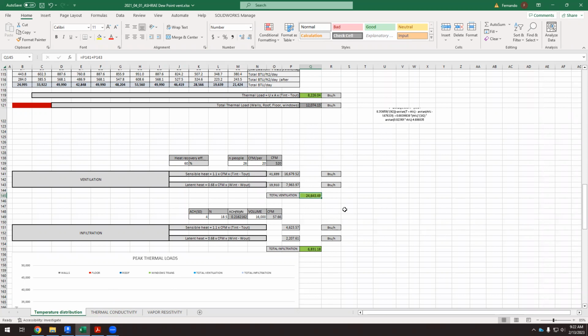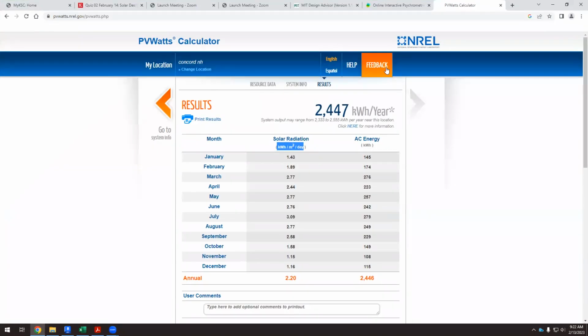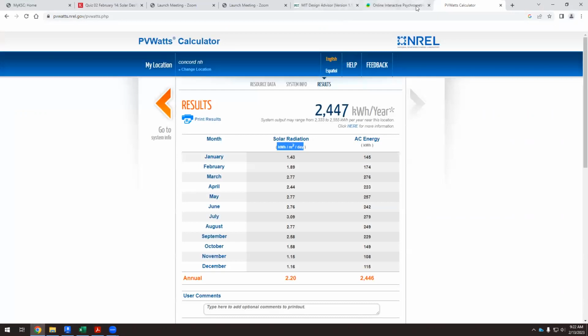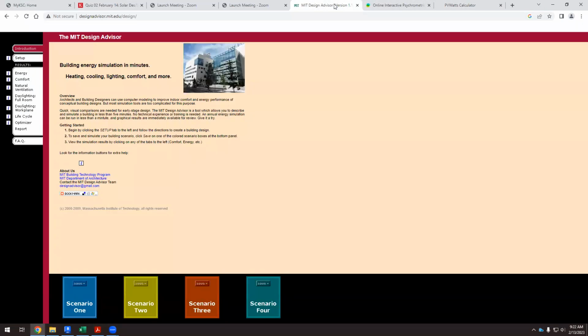But am I happy with this? No, I'm never happy, because I want to try a third tool. So I'm trying Revit, and let's say that this is a Keene State College tool, this Excel file. And I want to try something different. I'm going to try the MIT tool, Design Advisor.